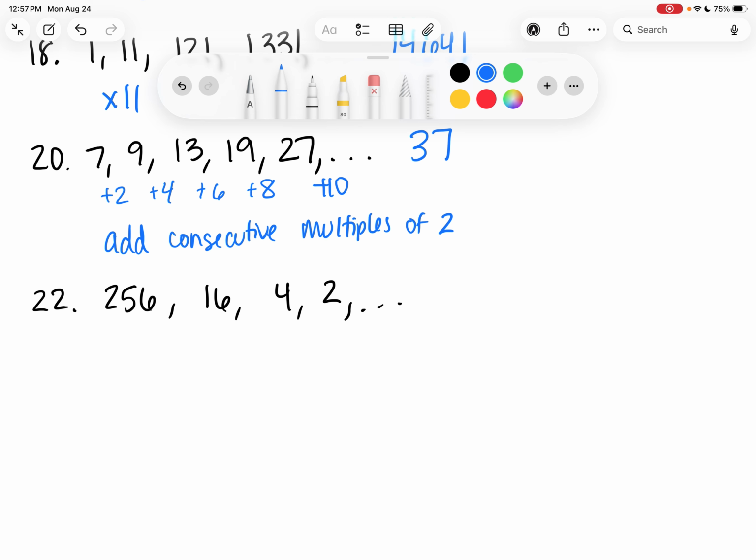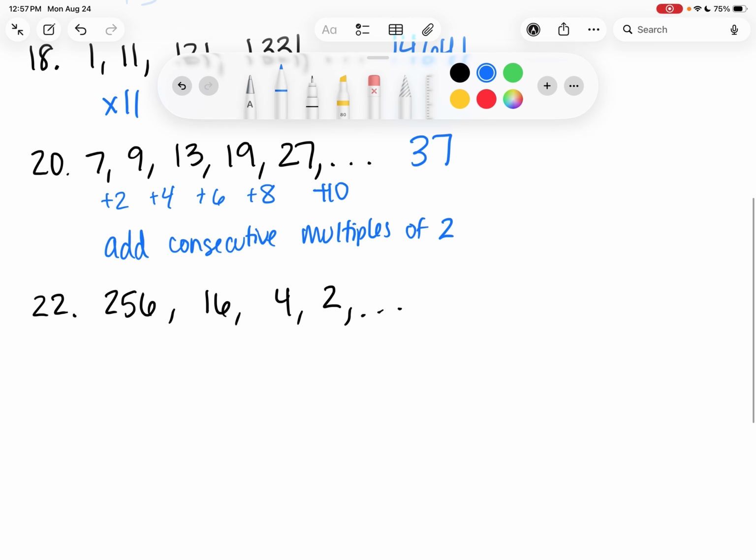So let's skip this first one for a second. How do I get from 16 to 4? How do I get from 4 to 2? So divide by 4, divide by 2. Well, 256 divided by 16. I don't think it is. Oh, it's 8.